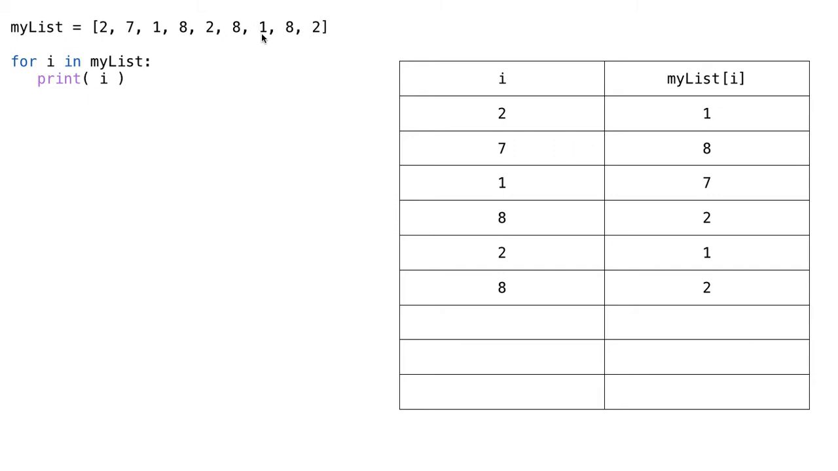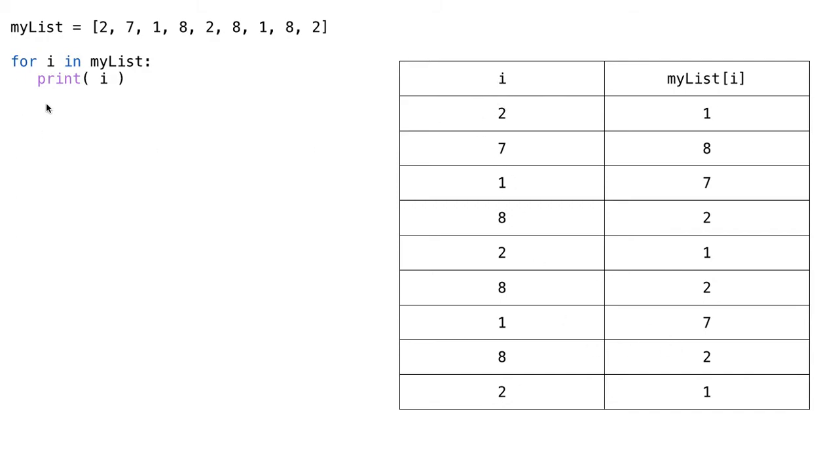And when we go to the next cycle, i will be 1. And if I take that 1 and try plugging it into the brackets here, I'll actually pull out the 7 again. And then the next cycle through, i will be 8. If I try to plug that 8 into the brackets here, I will pull out a 2, again, this particular 2. And then finally, we get to the end of the loop where i assumes the very last entry in my list, which is 2. And again, if we try to plug that 2 into the brackets here, we'll get the 1 again.